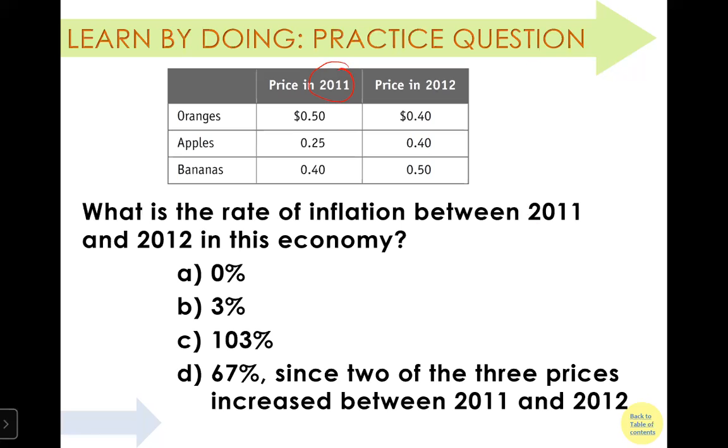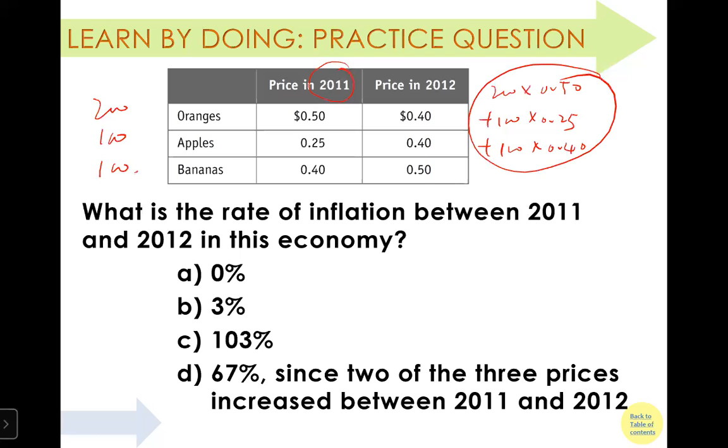First, calculate the cost of the basket. Again, this is 200, 100, 100. The cost of this basket in 2011 is going to be 200 times 50 plus 100 times 20 plus 100 times 40. So this is step number one, and that gives you the cost in 2011.